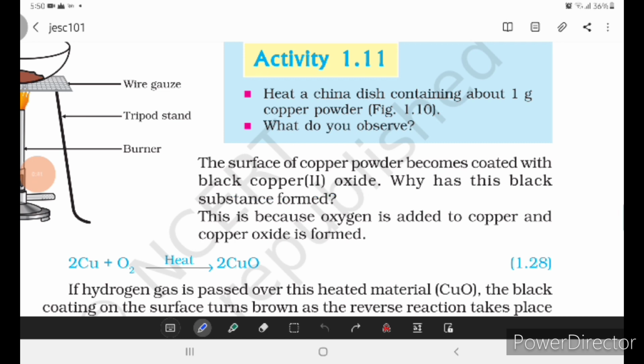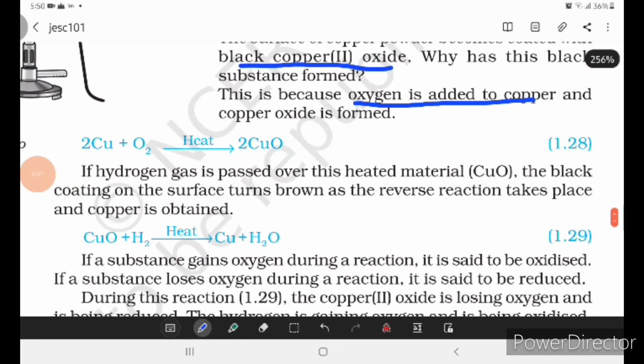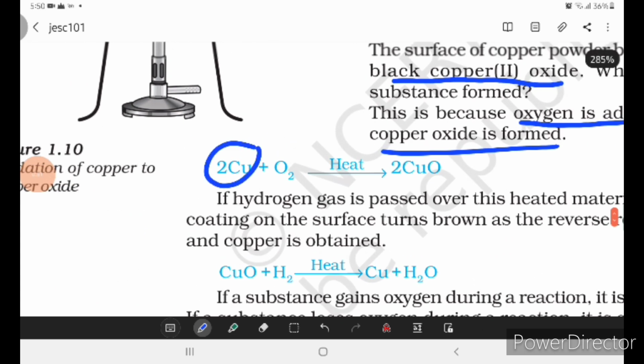It's a miracle, like how does oxygen come into this compound, right? Why has this black substance formed? This is because the oxygen is added to copper and copper oxide is formed. Copper, oxygen, copper oxide. Simple.